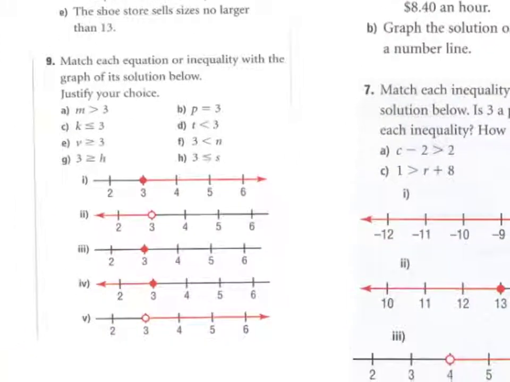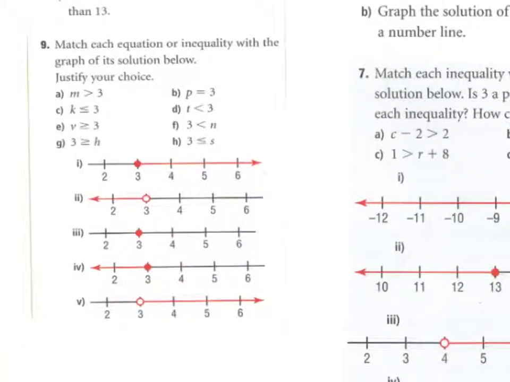Or here, matching the equations, we'll just pick D for example. T is less than 3, but it's not equal to. So if T is less than 3, it could be 2, it could be 1, it could be 0. So here, it's not 3, but it's less than 3. So these guys would match up.